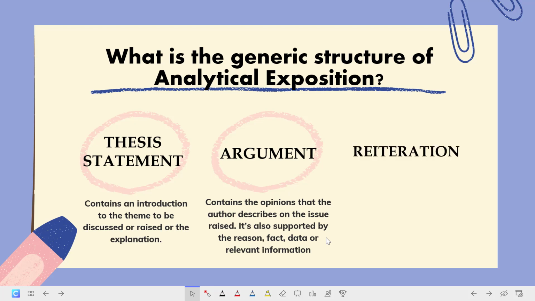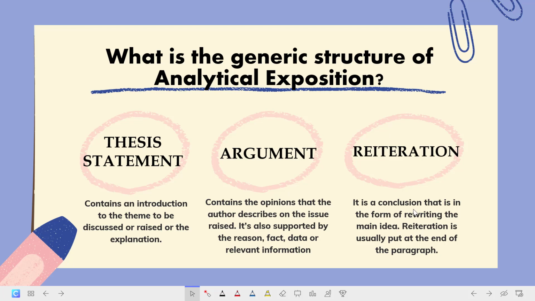And the last is reiteration. It is a conclusion in the form of rewriting or restating the main idea. Reiteration is usually put at the end of the text. Well, to make you understand about the generic structure of analytical exposition, let's see the example.